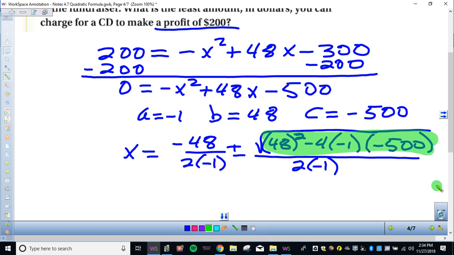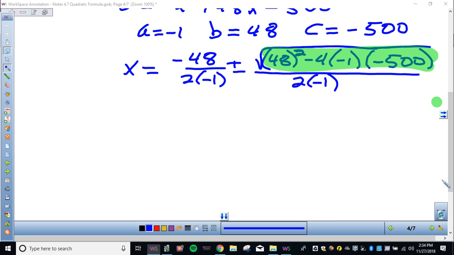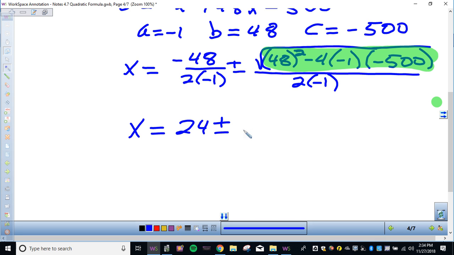Okay, so you should get 304. Or the test is not the block day, it's a Tuesday after that. So here we get x equals, this is negative 48 divided by negative 2, or 24, plus or minus square root of 304 divided by negative 2.